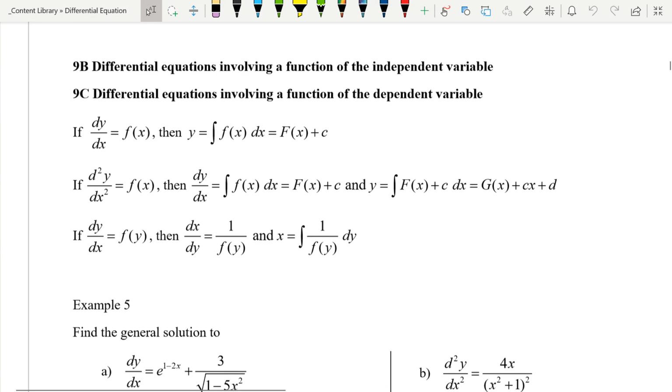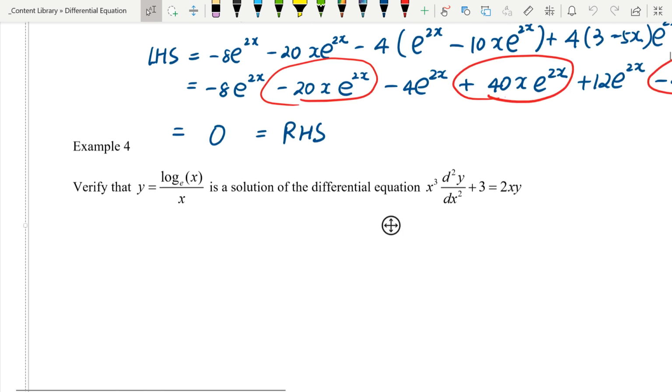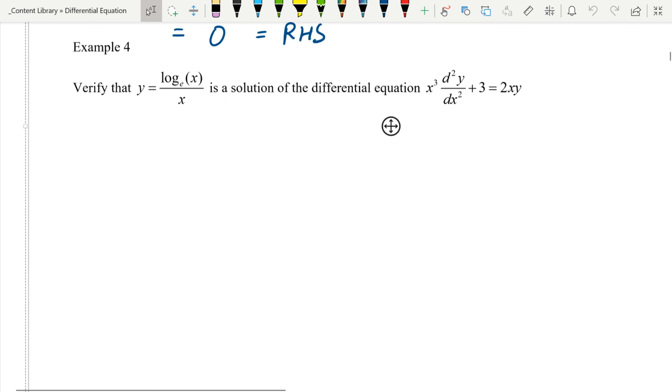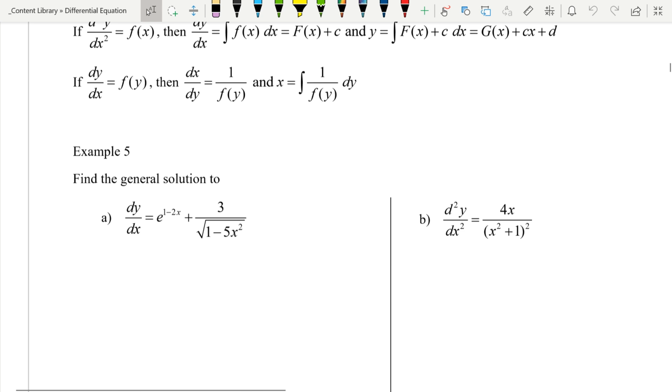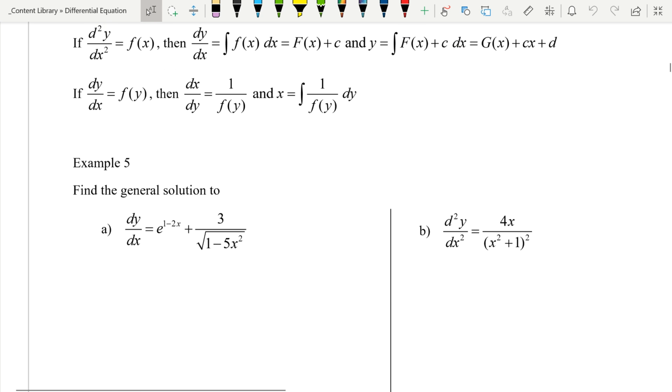About B and C together today. We are trying to solve differential equations, but not the ones we talked about in exercise A, the very complex ones. We may only have one derivative in the equation. It can either be a first derivative or second derivative. And the whole equation can either be in terms of x, or the whole thing in terms of y.